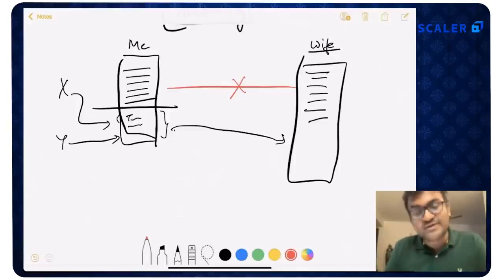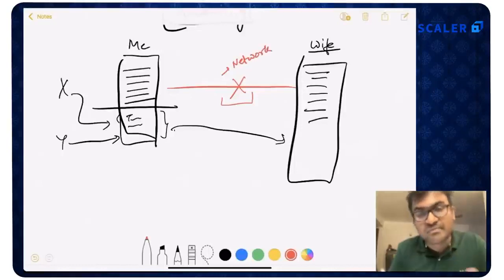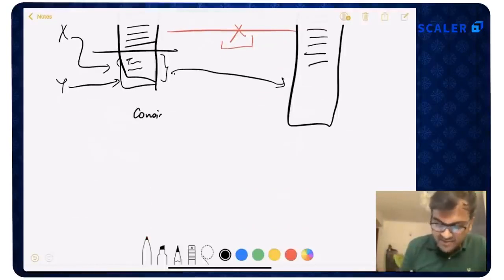And if I note it down and tell X that, hey, look, I have noted down your entry, then my system becomes inconsistent, right? Because my diary has now different entries, my wife has different entries, and she's still taking calls. So when this network partition happens, where I'm not able to talk to my wife or other systems, then I have to make a choice. Do I want to stay consistent or do I want to stay available?